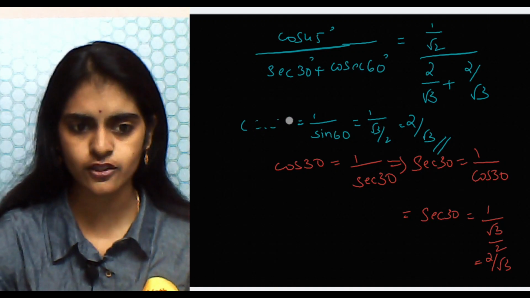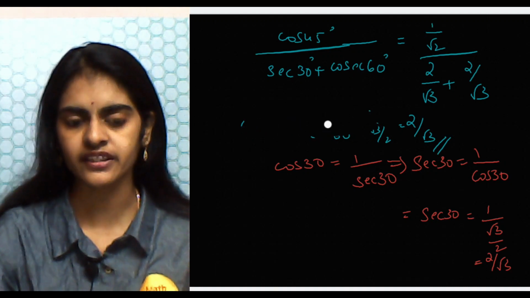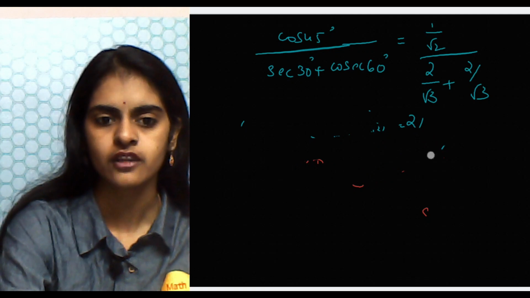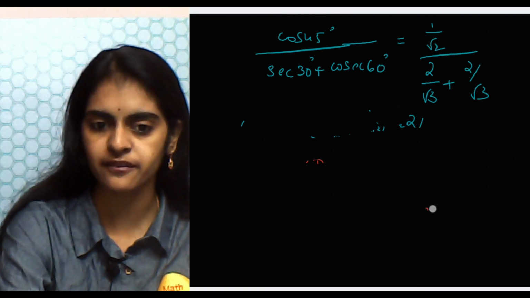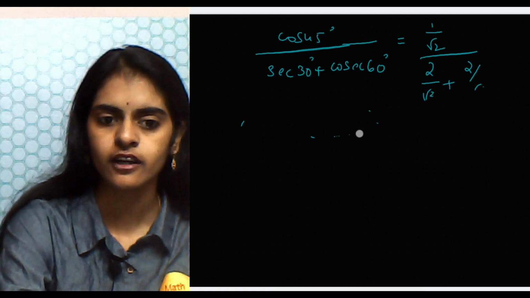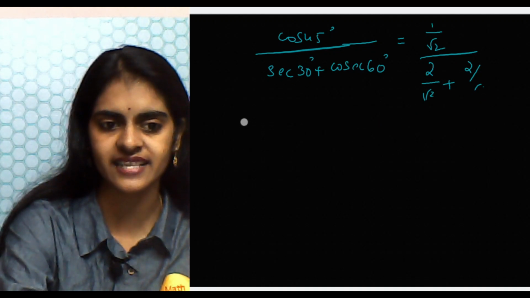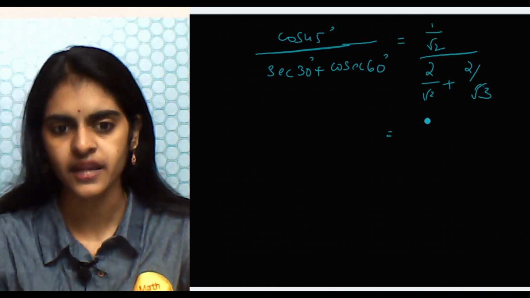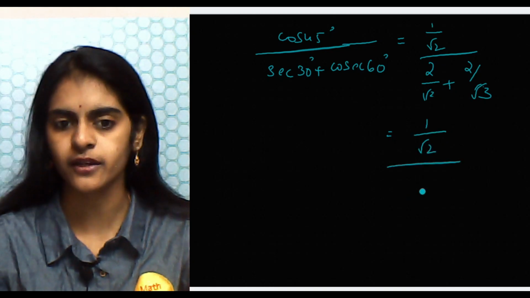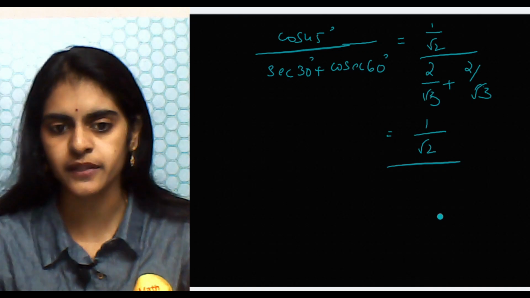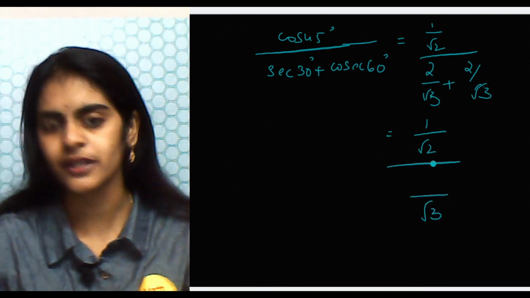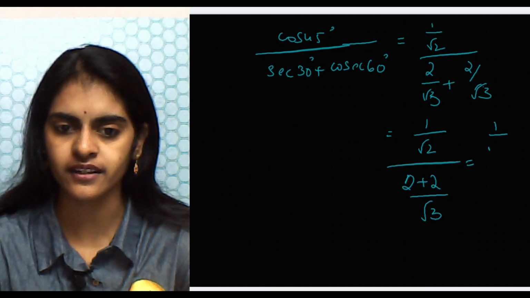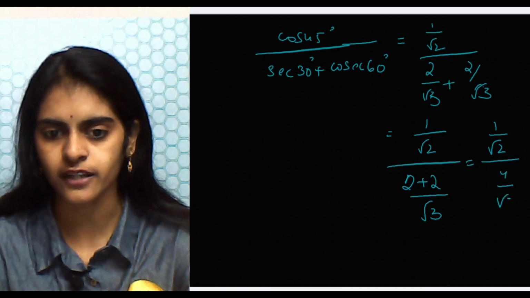Now just see, you have the values of all the trigonometric ratios which are mentioned here. Now you have to simplify it. In the denominator you can see you have two like fractions, 2 upon root 3 and 2 upon root 3. They are like fractions, so let us add them. The denominator will be root 3 and the numerator will be 2 plus 2, which is 4. So this I can write as 1 divided by root 2, divided by 4 by root 3.